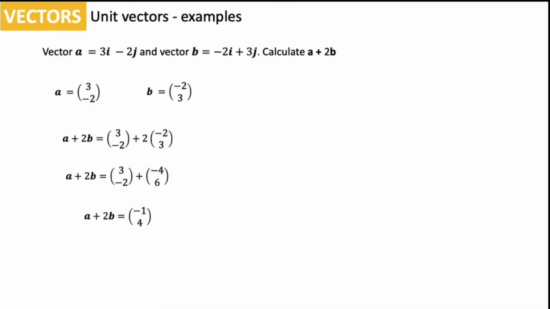You can convert this back into ij notation. It's not necessary unless the question's asked you to. Usually, both the column vector and the ij notation are acceptable for a final answer.